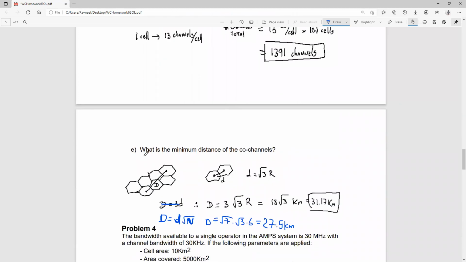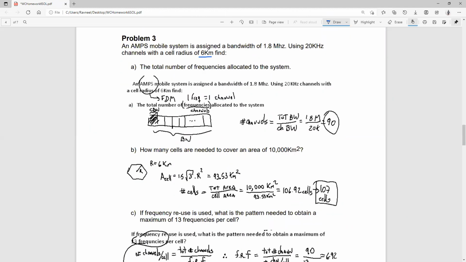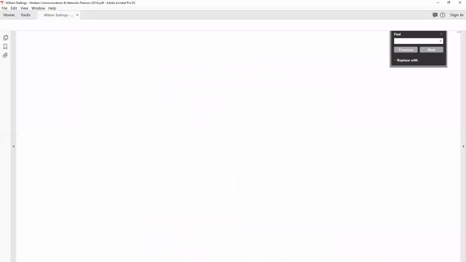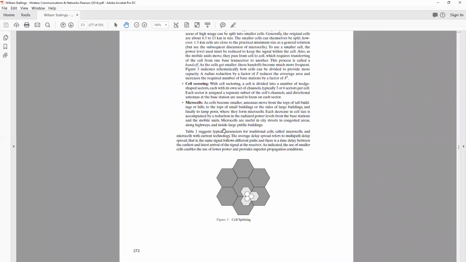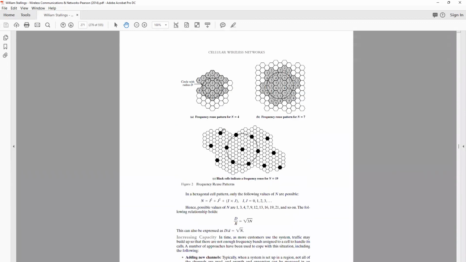Part E, what is the minimum distance of the co-channels? So the minimum distance of a co-channel. Just before I touch on this, just covering on this, let me open your textbook. So this is what it implies.